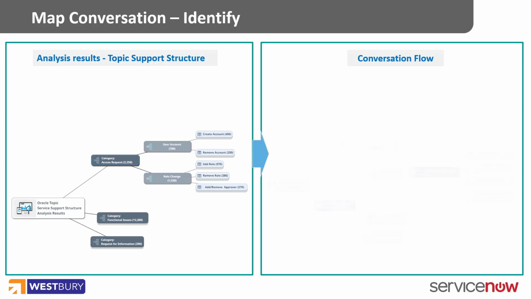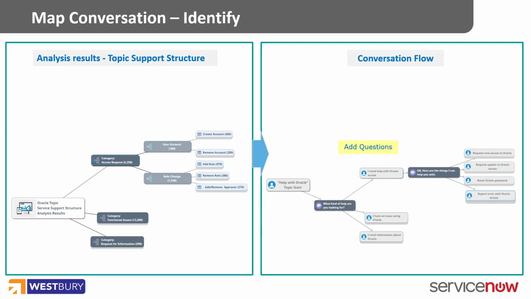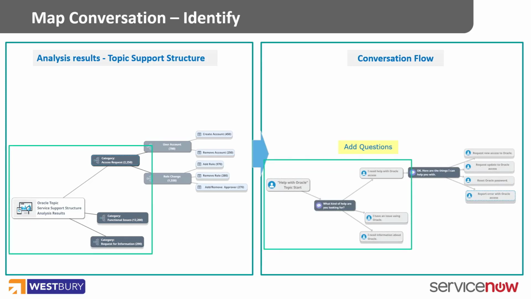On the right diagram, we added, "What kind of help are you looking for?" We then add responses to identify the category of the requests. I need help with Oracle Access. I have an issue using Oracle, and I need information about Oracle. Selecting one of these leads them to a second list of menu options.